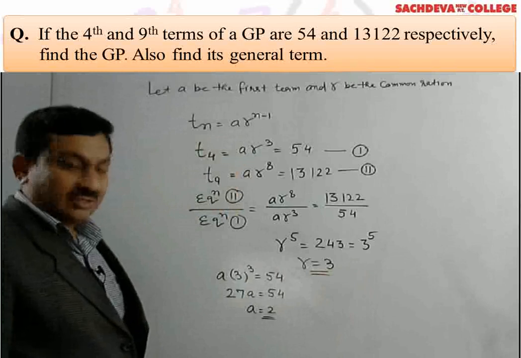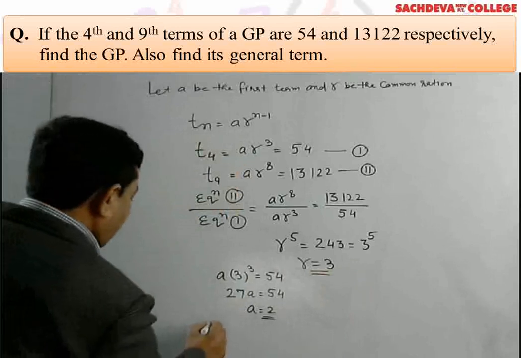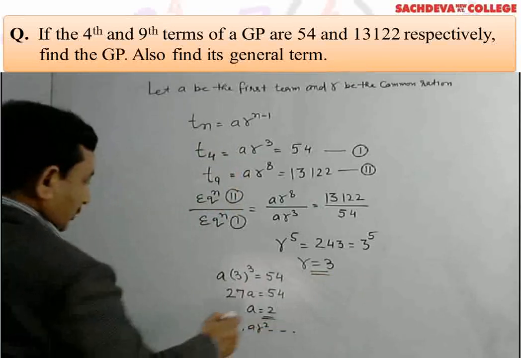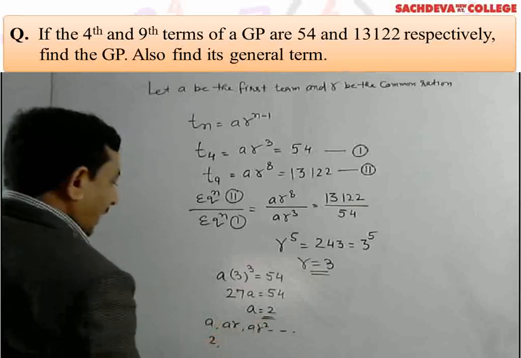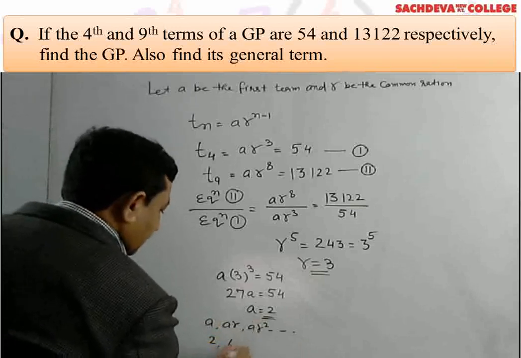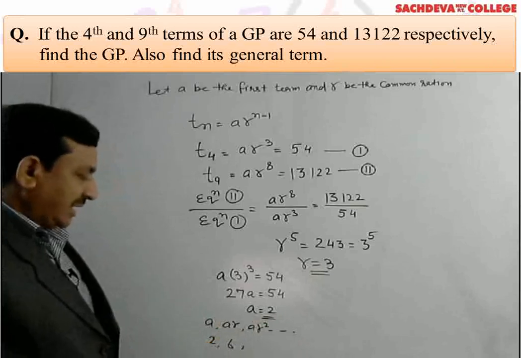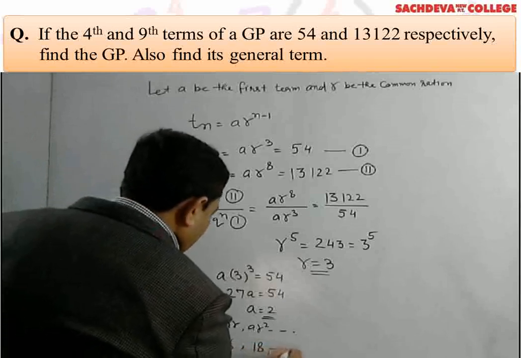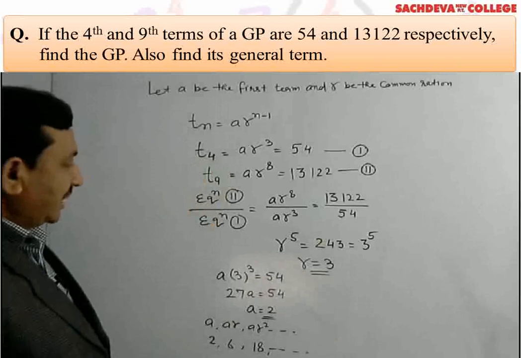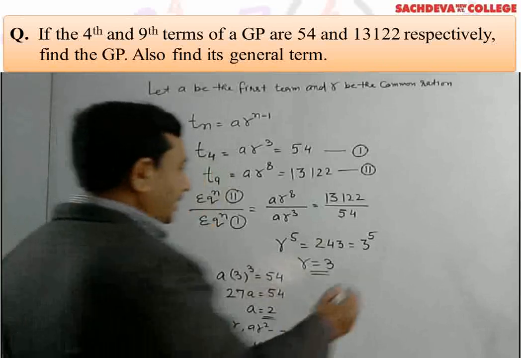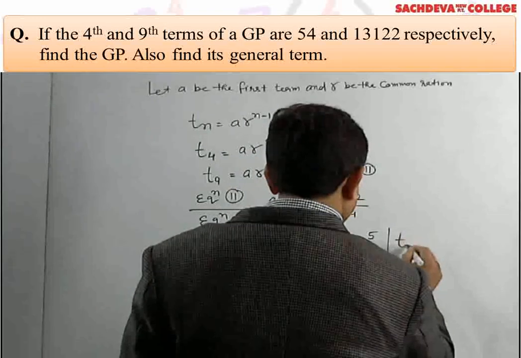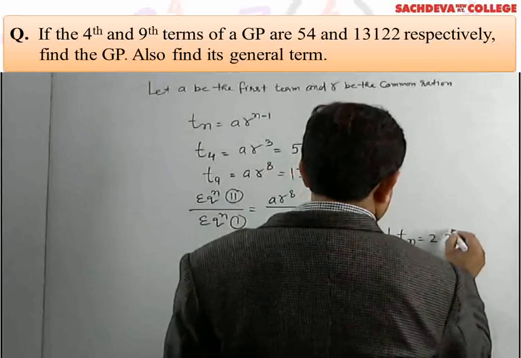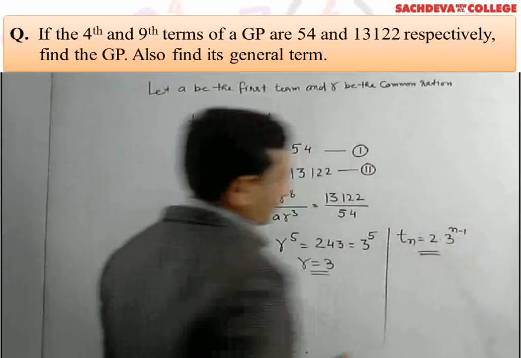We want to find the series here, so we know that the series is A, AR, AR squared and so on. So A is 2, so 2, 2 into 3 is 6, 2 into 3 squared is 9 into 2, this is 18, and so on. This is the series whose first term is A and common ratio is R. And the nth term of the series Tn is equal to 2 into 3 to the power n minus 1. This is the nth term of the series.